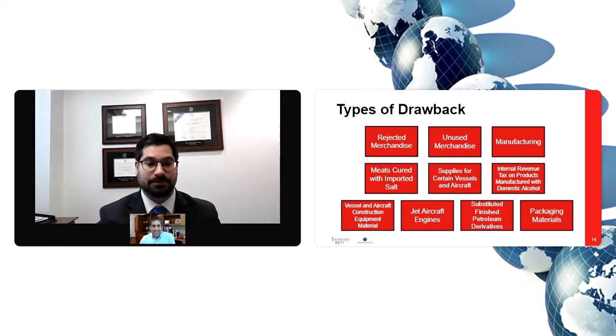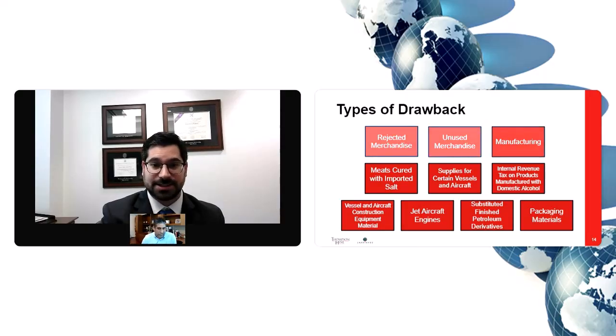If a product is manufactured with domestic alcohol and then exported, a drawback of the internal revenue taxes paid on that domestic alcohol can be remitted. So there are different types, but as Samir pointed out in today's agenda, we're really going to focus on the three most common types of drawback that the trading community exercises: rejected, unused, and manufacturing. And we are going to talk about them in that order.